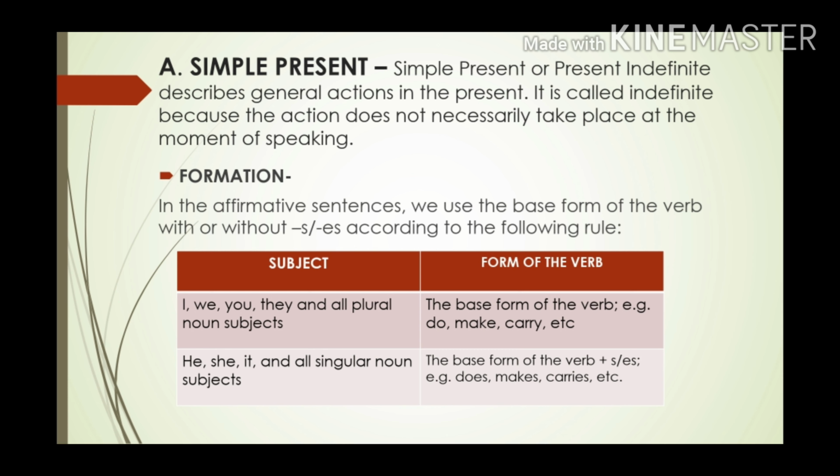For example, if the subject is I, we, you, they, and all plural noun subjects, plural means more than one, then we will use the base form of the verb. For example, do, make, carry, etc. And if the subject is he, she, it, and all singular noun subjects, singular means one, then with the base form of the verb, we will use s or es. For example, does, makes, carries, etc.